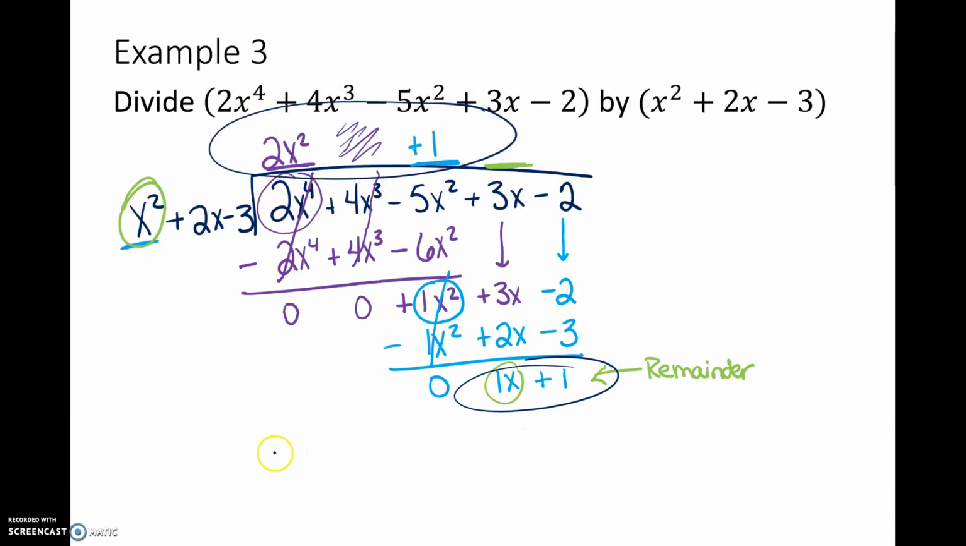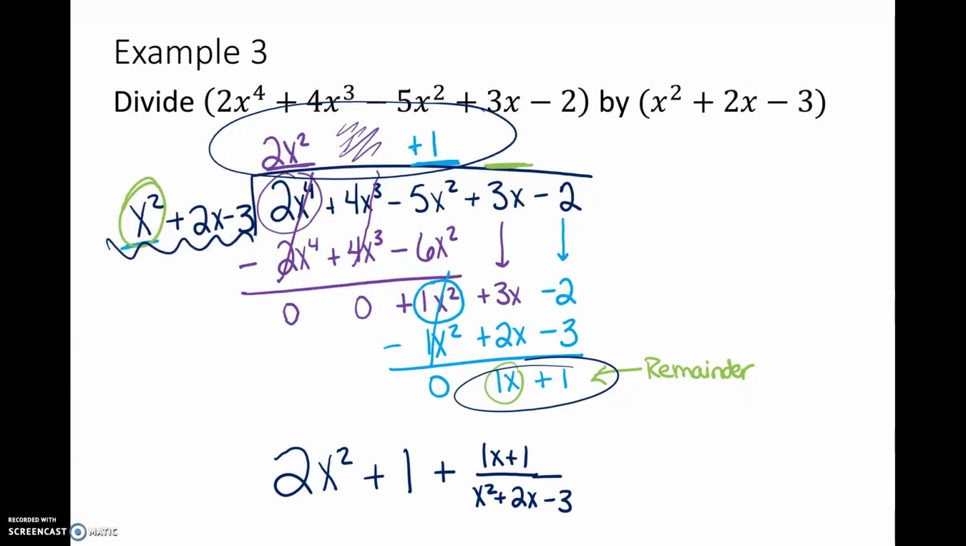We write it like this. 2x squared plus 1. And we don't just write remainder 1x plus 1. We put plus 1x plus 1 over x squared plus 2x minus 3. You always put the remainder over whatever it is that you originally divided by. Kind of like in our first example when we had the remainder, like with just numbers, we put the remainder over the number that we had divided by.